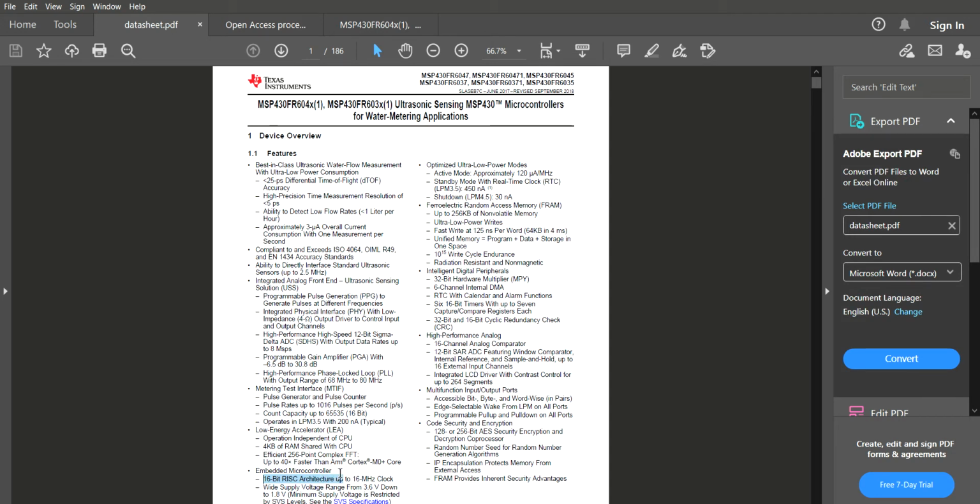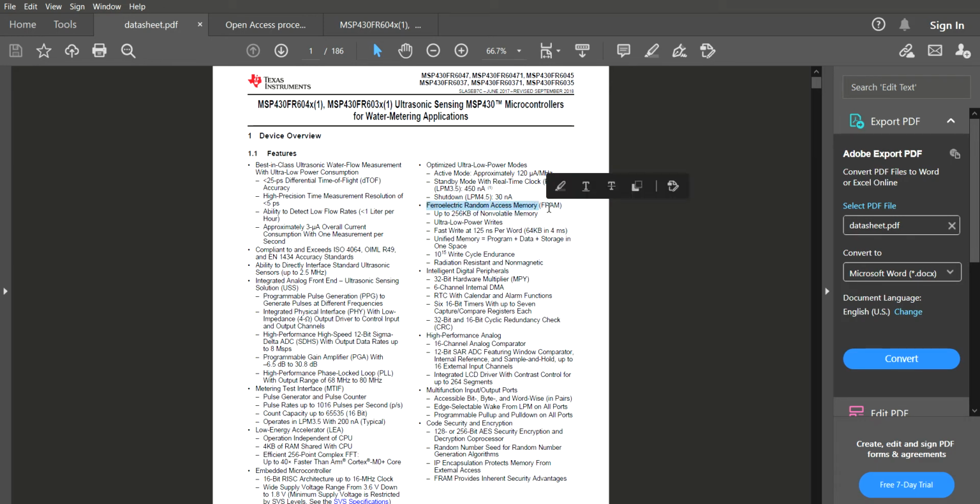It's a 16-bit RISC architecture, and again we have the clock cycle itself, 16 megahertz clock. See, so we can find quite a few things in the first few pages itself. A very nicely made data sheet, I would say. Texas Instruments make actually one of the best data sheets, which makes my DA and other things very smooth sailing.